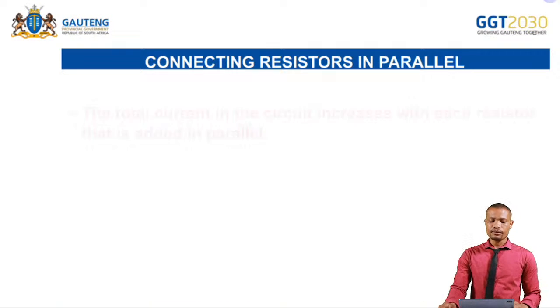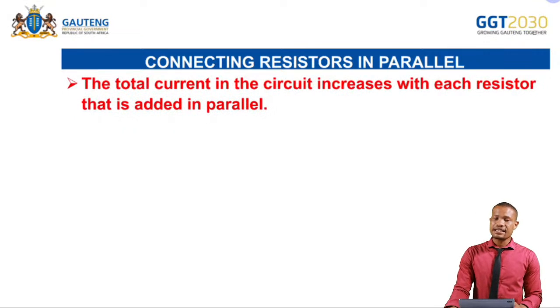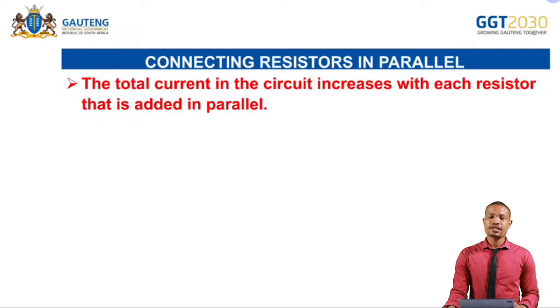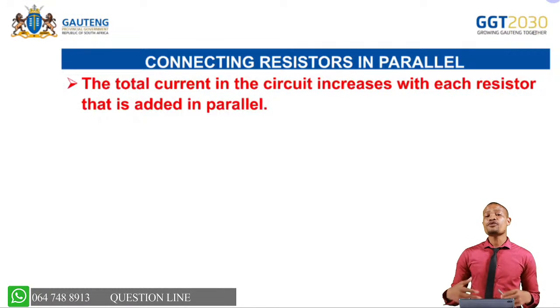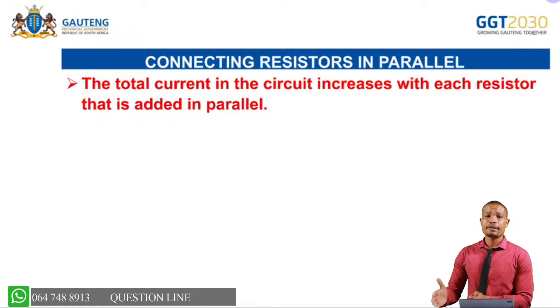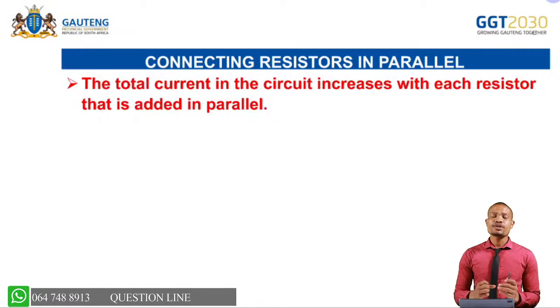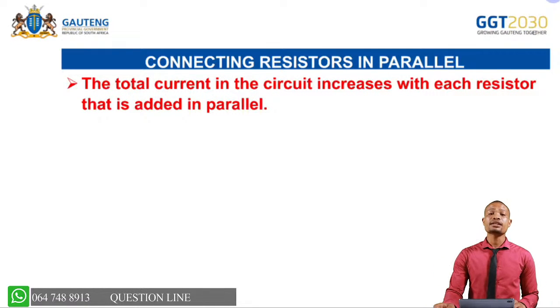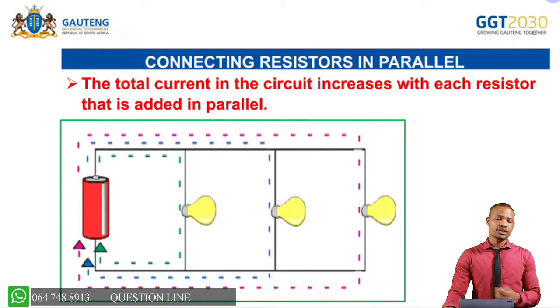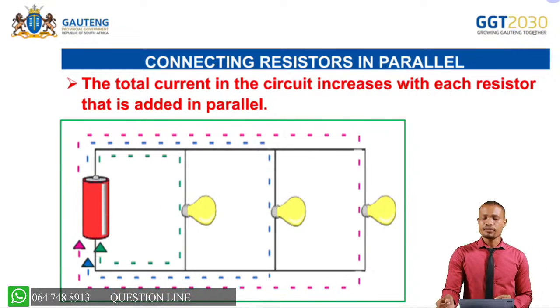Okay? Let's continue. The total current in the circuit will increase with each resistor that is added in parallel. So if we add more resistors in parallel in a parallel circuit, we are reducing the equivalent resistance of that parallel network. Okay? So if we are reducing the resistance, and we know that resistance and current are inverses of each other, the current will increase because the battery has to now supply less energy to overcome what? The resistance. Okay, so this is an illustration to demonstrate that.